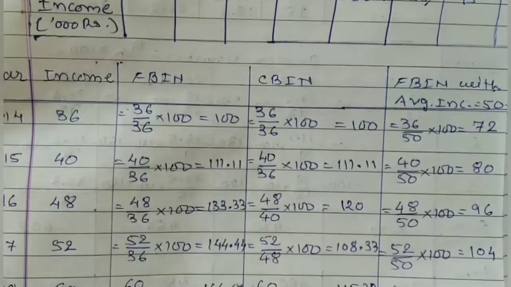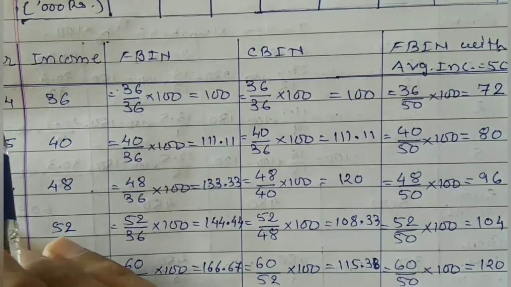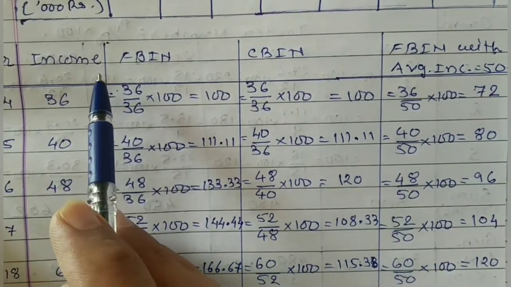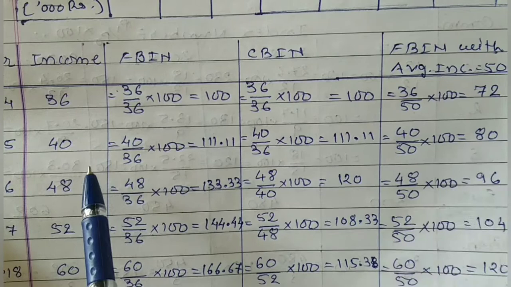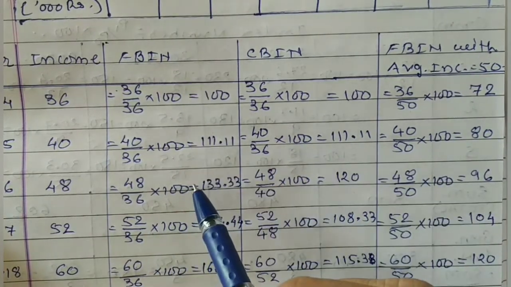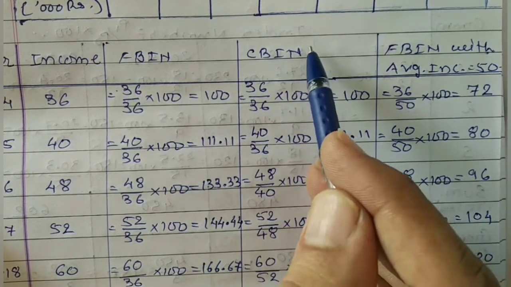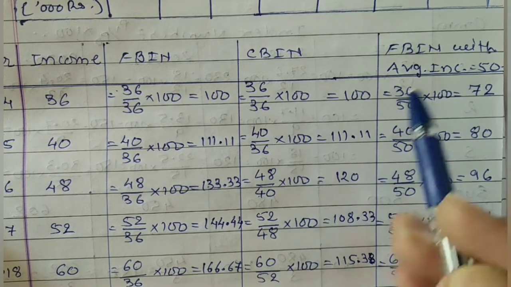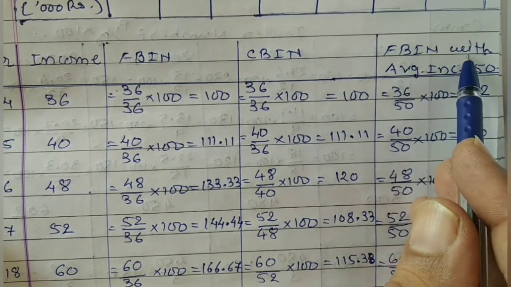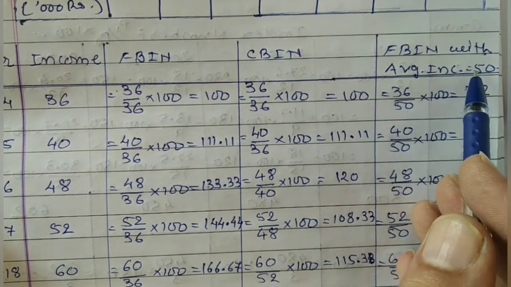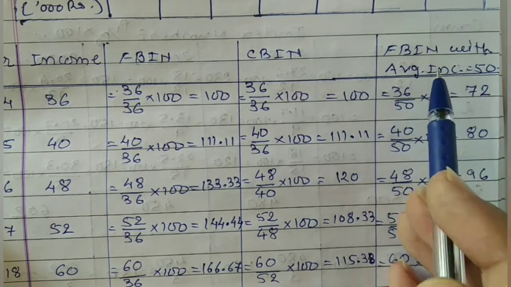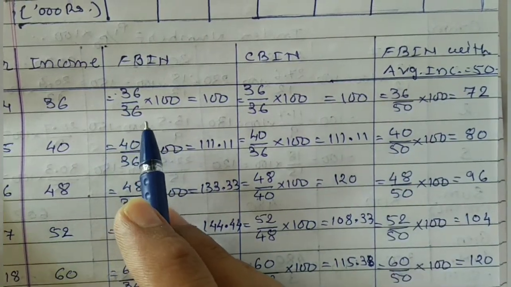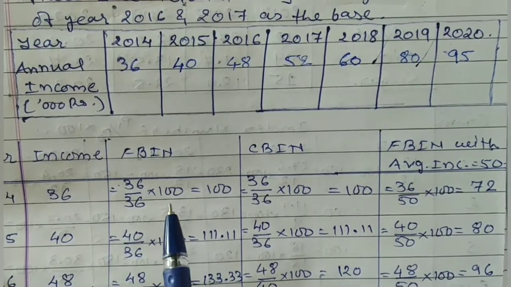So the first column is your year. Next is your income, which has been given in your question. Then the fixed base index number, then the chain base index number, and the last one is the fixed base index number with the average income of 50. This is going to be discussed later on. Let's see the first ones first. Now concentrate properly, this is important.